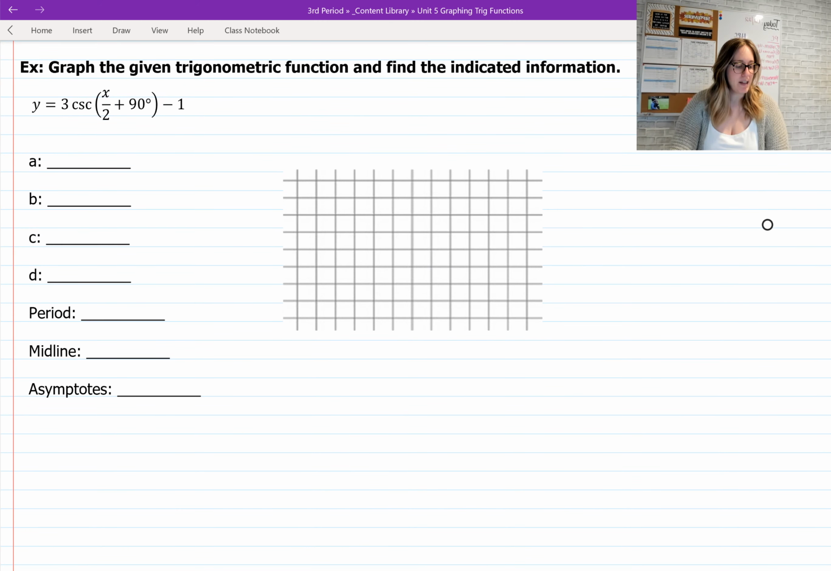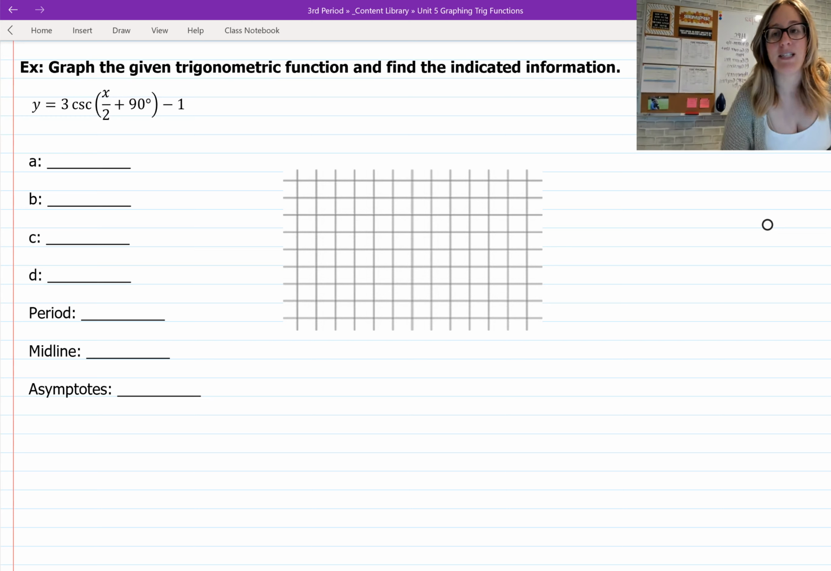Okay, so graph the given trigonometric function and find the indicated information. I only did one because I think once you get the idea, you don't really need to do both. Like I said, if you can graph sine and cosine, you can graph secant and cosecant. The techniques are exactly the same. So this one happens to be a cosecant function, but if this was secant, again, you could do the same thing.